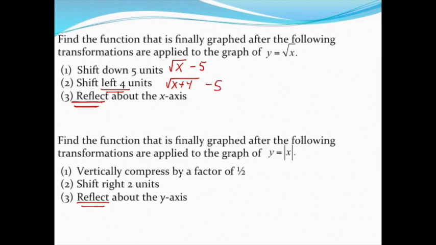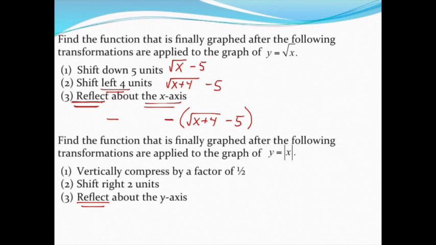And now finally I have to deal with this reflection. And because I want to flip over the x-axis, what I need to do is make the whole function, or everything outside, negative. So I want to take the entire function, which we now have as the square root of x plus 4 minus 5. And since I want to show everything is going to be negative, I'm going to put the whole thing in parentheses and include that negative out front.